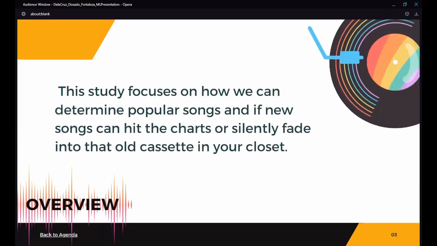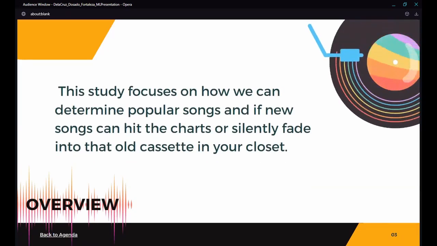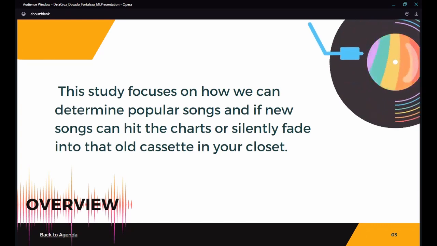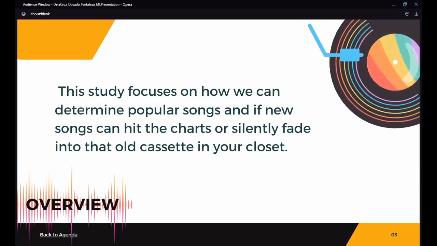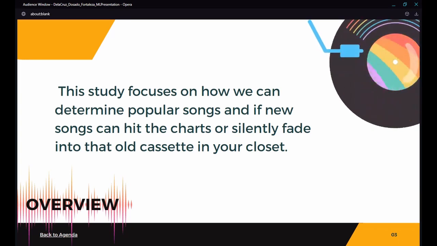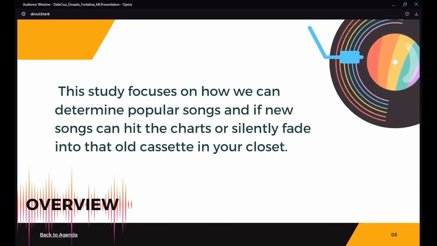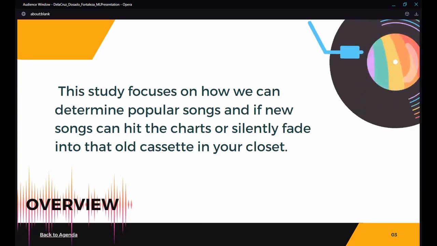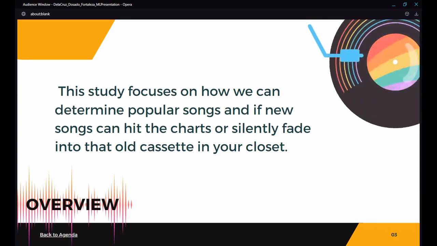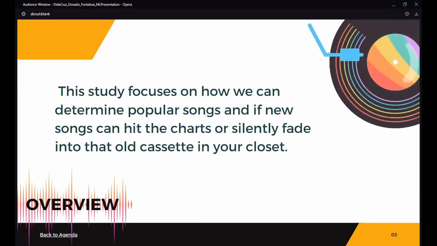Next slide, please. Okay, so music trends come and go, but when a song is that good, it'll stay in your brain forever. So how do we find good songs, you ask? If you're more of the creator, what makes a good song these days? So this study focuses on how we can determine popular songs and if new songs can hit the charts or silently fade into that old cassette in your closet. And so next slide, please.